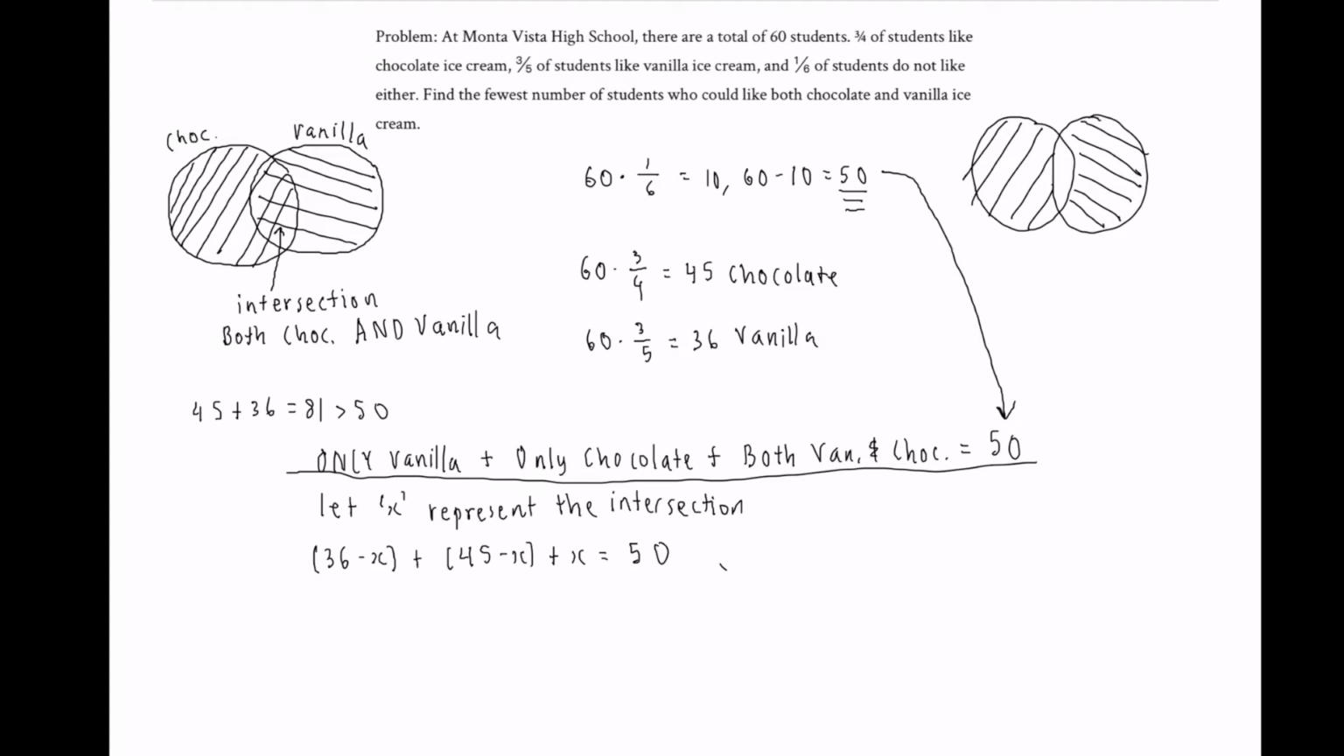After solving this, we get 81 minus 2x plus x is equal to 50. Therefore, negative x is equal to negative 31, and so x is 31. Now you may be thinking, wait a minute, doesn't the problem ask for the fewest number of students who like both vanilla and chocolate? The answer to that is yes. However, there is only one possible value of x that can be used to satisfy the equation above. Therefore, we're only considering the minimum of one value, which is 31.